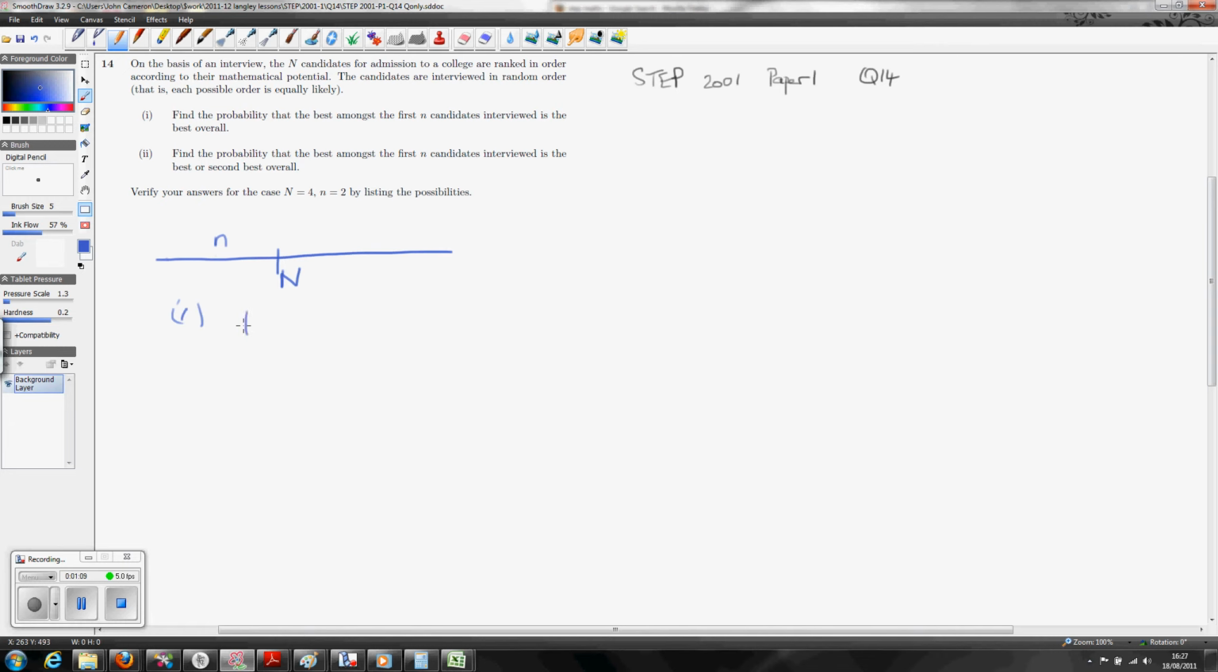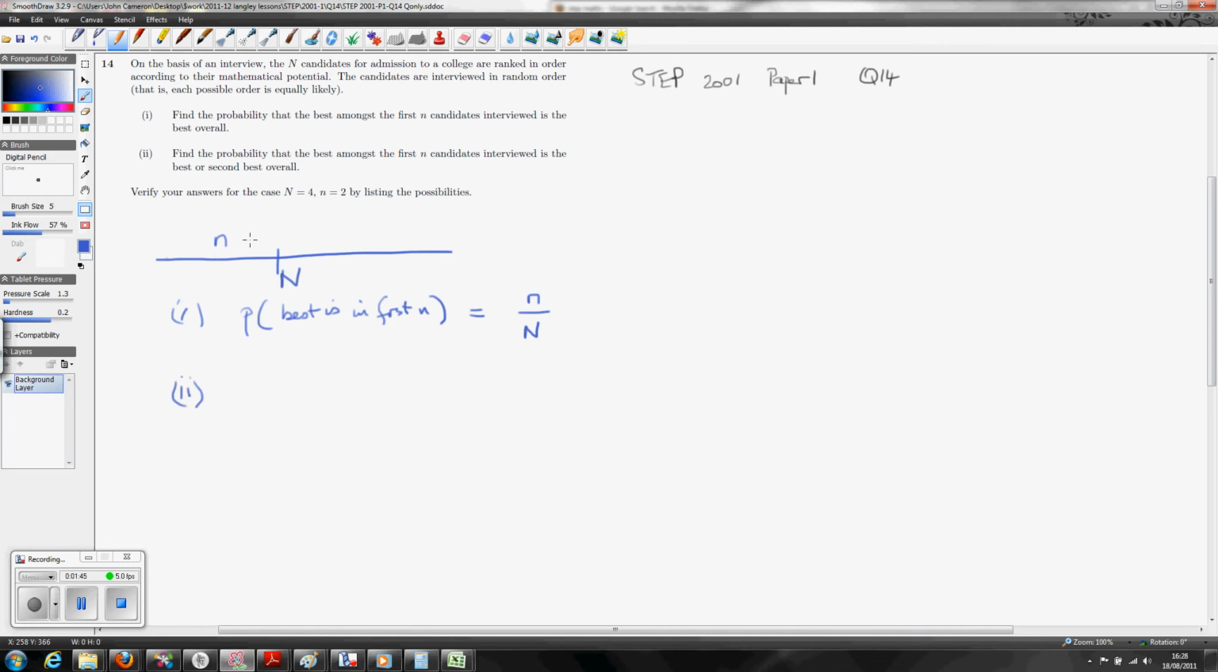So for part 1, the probability that the best is in the first n, this is pretty straightforwardly small n over big N. And the only tricky thing is to realize that in this wording, the probability that the best among the first n candidates is the best overall is equivalent to saying that the best overall is within the first n. Once you realize that, it's quite easy. So let's look at part 2.